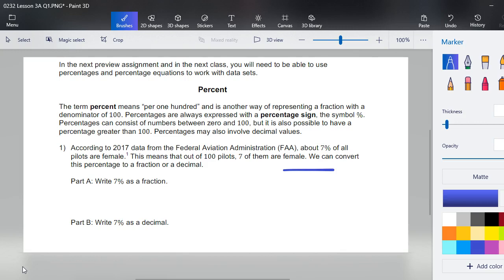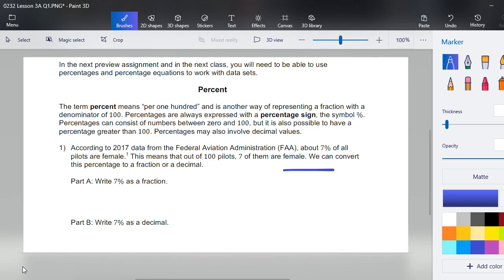In the next preview assignment and in the next class, you'll need to be able to use percentages and percentage equations to work with data sets. A quick reminder, go print the worksheet for this Lesson 3A. Work along with me. Several times I'll ask you to do work before we get to it on this video.